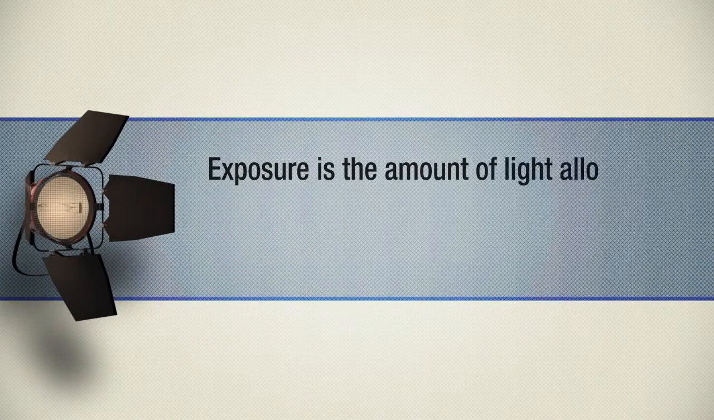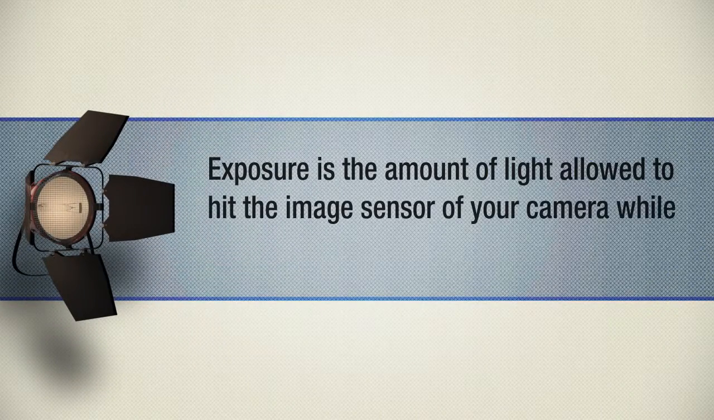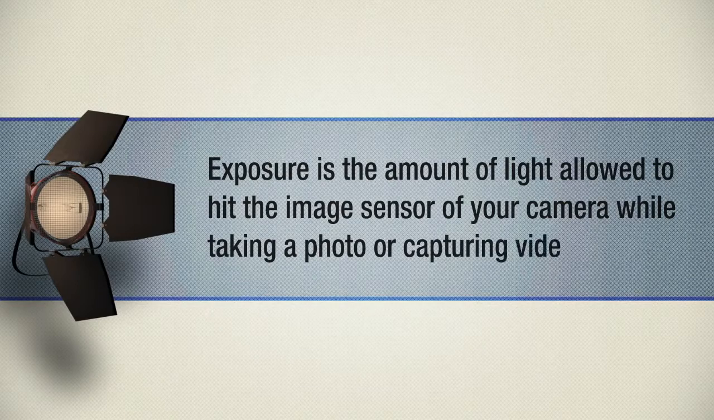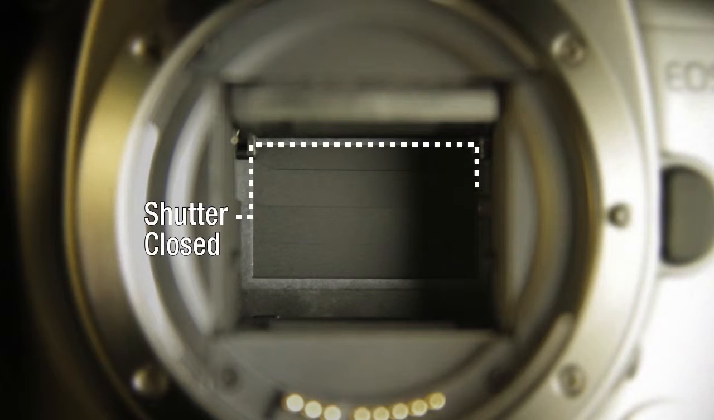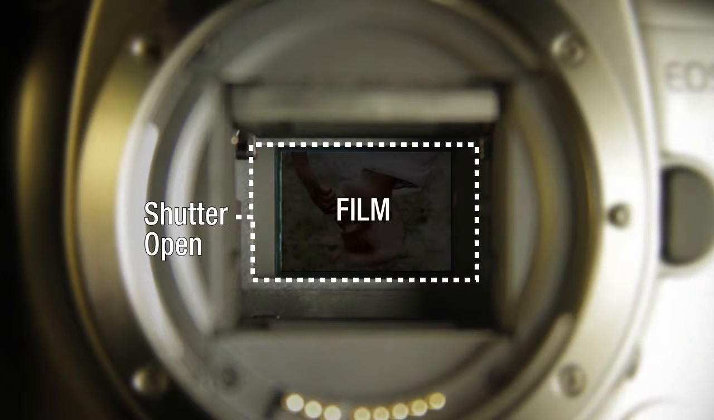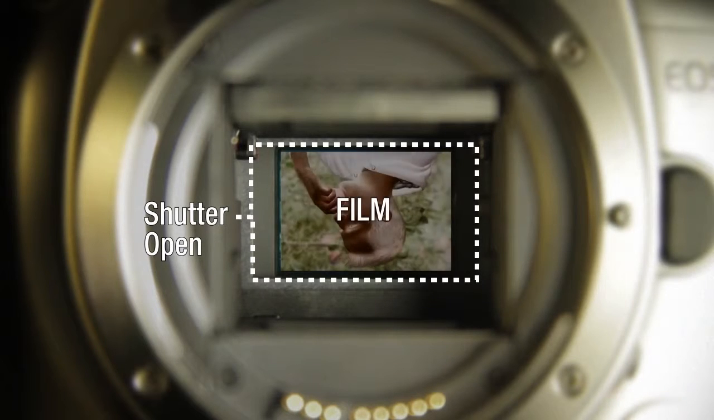Before we jump into the creative elements of light, let's talk about some basics of lighting, and that starts with exposure. Exposure is the amount of light allowed to hit the image sensor of your camera while taking a photo or capturing video. In the days of film cameras, there would be some kind of mechanism that was physically in front of the film. When you took a photo, that mechanism would move and allow light to hit the film for a period of time. Then the mechanism would move back into place to block the light once again. You would literally expose the film to light.